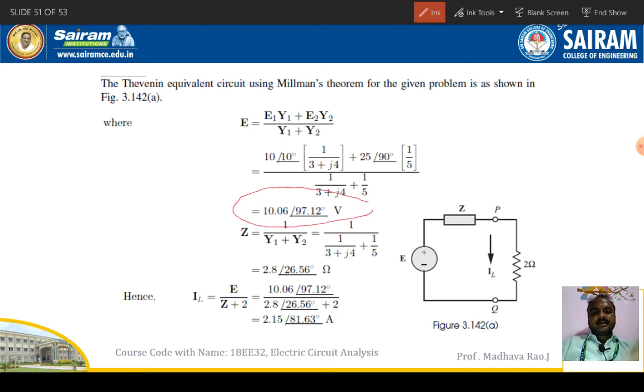So here E is equal to 10.06 at an angle 97.12 volts. Then the impedance Z is 1 divided by (Y1 plus Y2), which is 2.8 at an angle of 26 degrees. Z we calculated. Then IL is equal to E divided by (Z plus 2), which we calculated as 2.15 at an angle 81.63 degrees amperes. So this is the final solution for this problem.